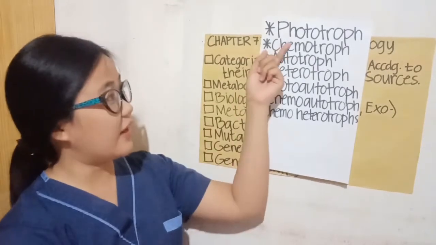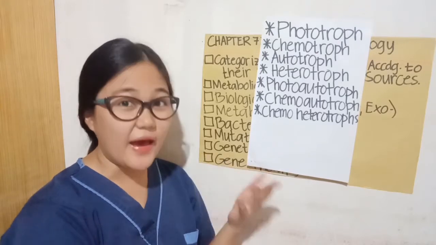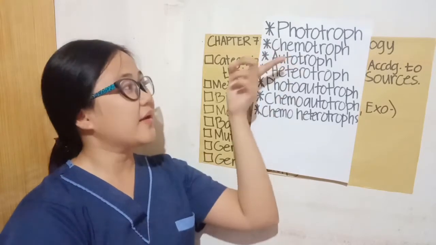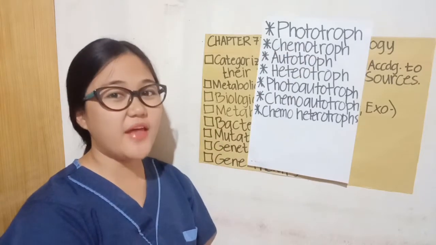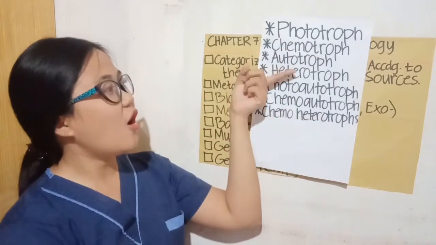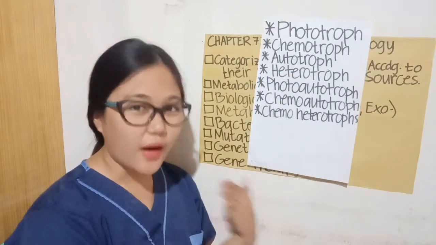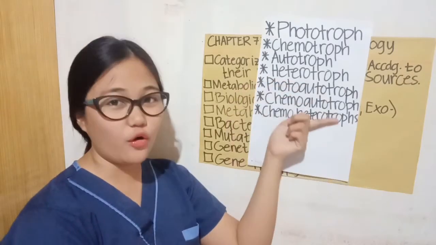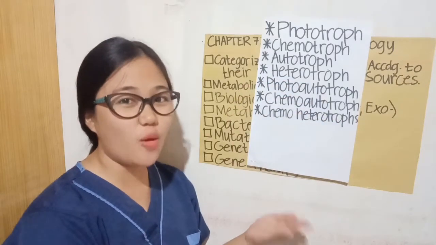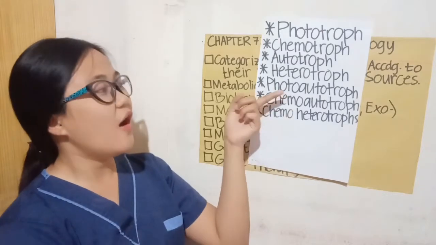First, we have phototroph. Phototroph uses light as their energy source. Chemotroph uses chemical as their energy source. Autotroph uses carbon dioxide as their carbon source. Heterotroph uses organic compound other than carbon dioxide as their carbon source.